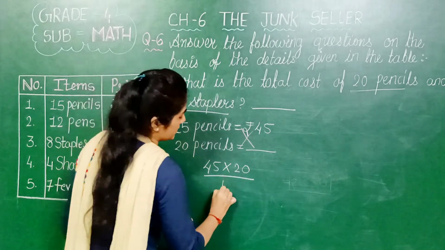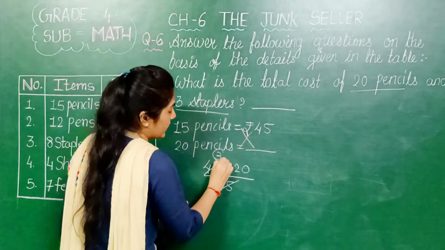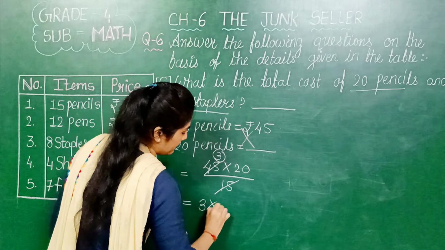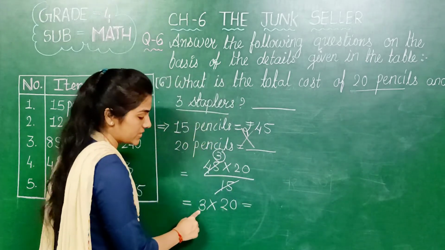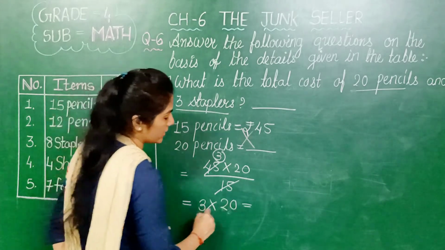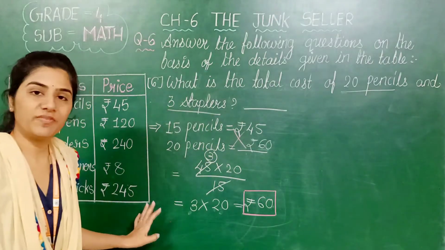And this 15 will come down. So 15 3s are 45, as we have done previously, and 3 multiplied by 20, which is 2 3s are 6 and the back side 0, or else you can split the table of 20. 20 3s are rupees 60. But this is not our final answer.